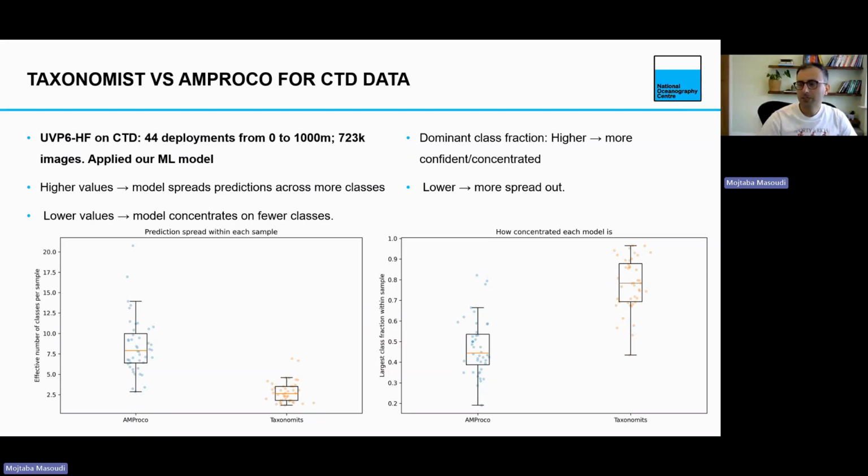So the taxonomists are more confident on a small number of classes, rather than the AI model, for which the classes are more spread out.